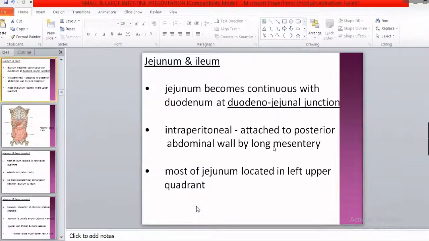Now what is within the cavity is intraperitoneal, held posteriorly by the mesentery.